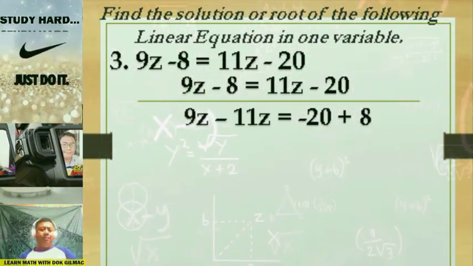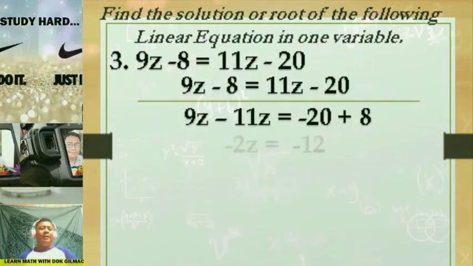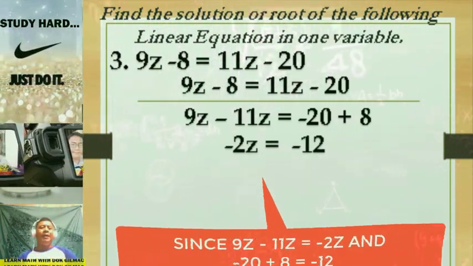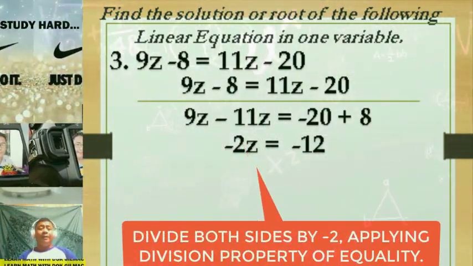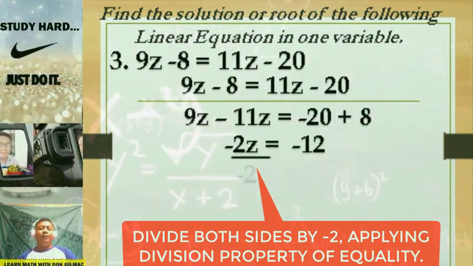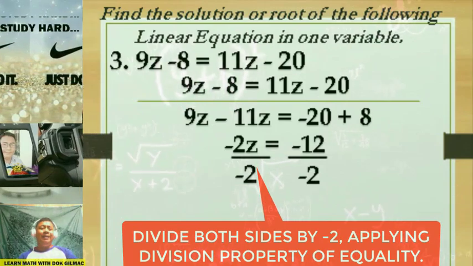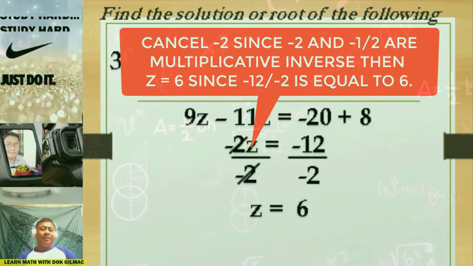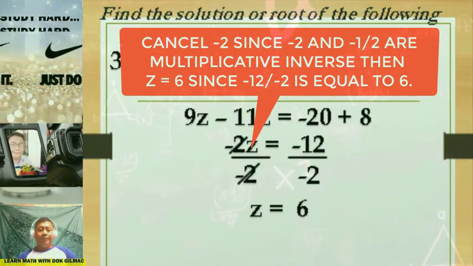Simplifying further, 9z minus 11z is equal to negative 2z. And negative 20 plus 8 is just equal to negative 12. Applying the division property of equality, we can just divide both sides of the equation by negative 2. From here, we can just cancel negative 2. So we have z is equal to 6, since negative 12 divided by negative 2 is equal to 6.